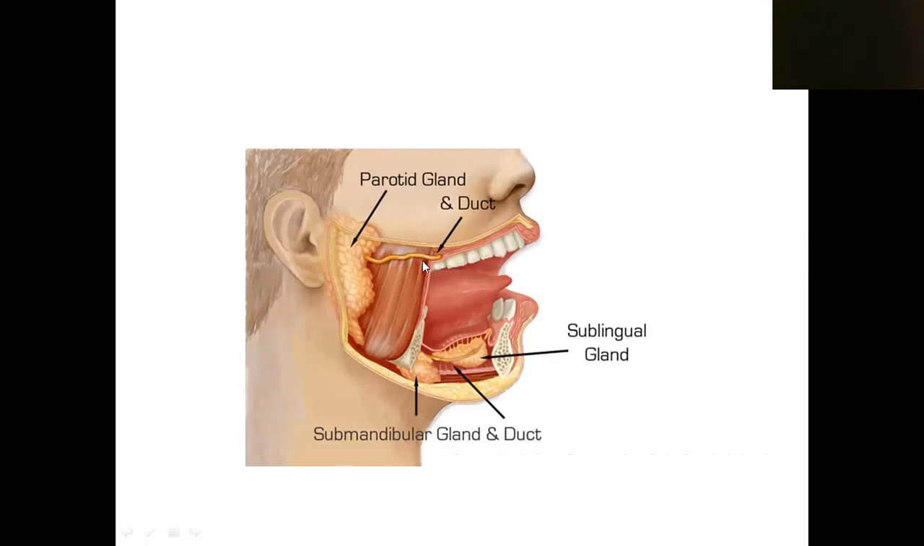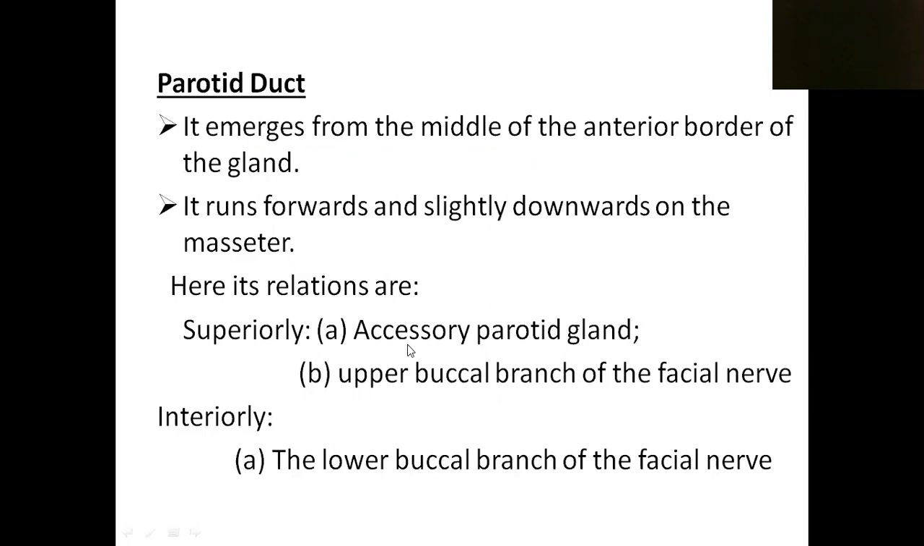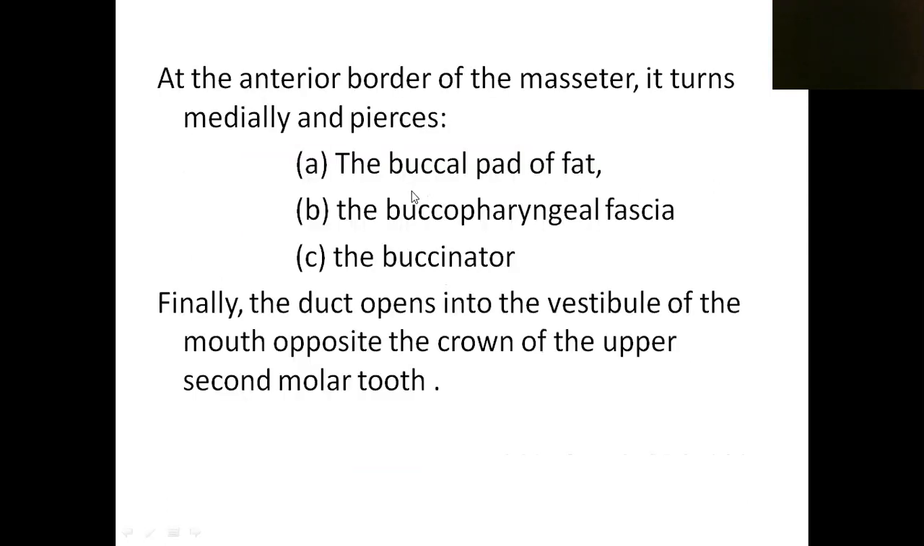After the masseter muscle, it turns medially towards the oral cavity, and there it pierces some structures. What are the structures pierced by this parotid duct? First, it pierces some fat known as the buccal pad of fat. Then it pierces a sheet known as the buccopharyngeal fascia. Then lastly, it pierces a muscle known as the buccinator muscle.